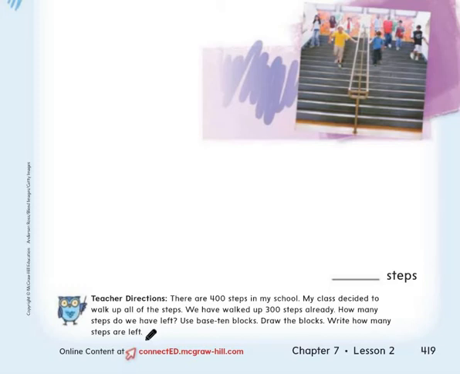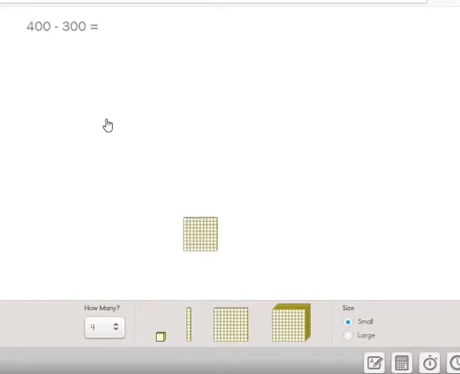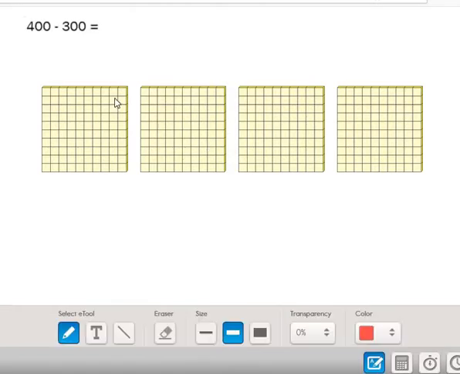Let's model this problem. To find the answer, we have to subtract 400 minus 300. Let's model the first number, 400. So we need 400 flat. Here they are. These are 400s. Minus 300 means that we have to take away 300s. So 1, 2, and 3. This is 400 minus 300.